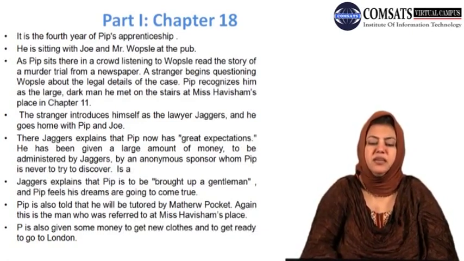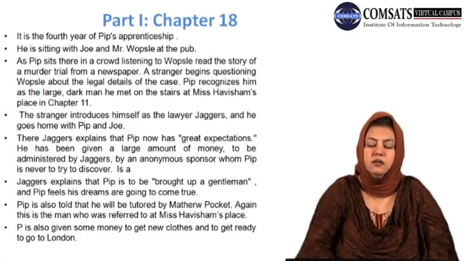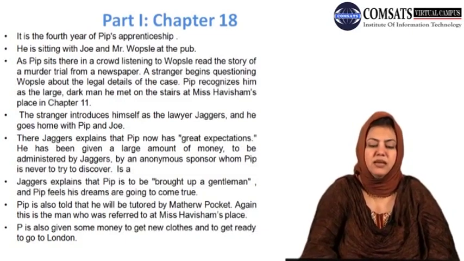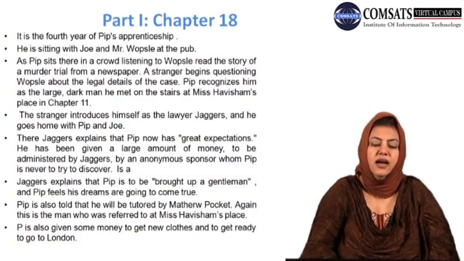a stranger begins questioning Wopsle about the legal details of the case. Pip recognizes him as the large, dark man he met on the stairs at Miss Havisham's place in chapter 11. The stranger introduces himself as the lawyer Jaggers, and he goes home with Pip and Joe. There, Jaggers explains that Pip now has great expectations.